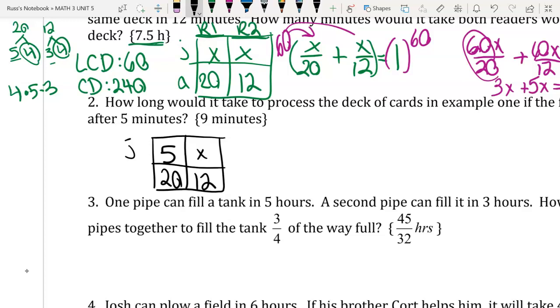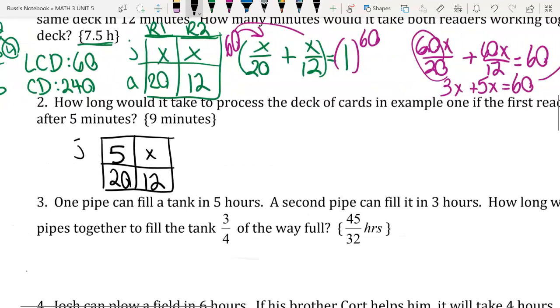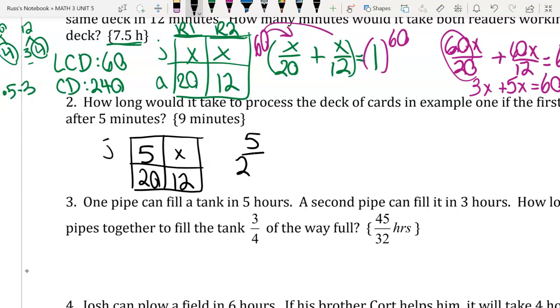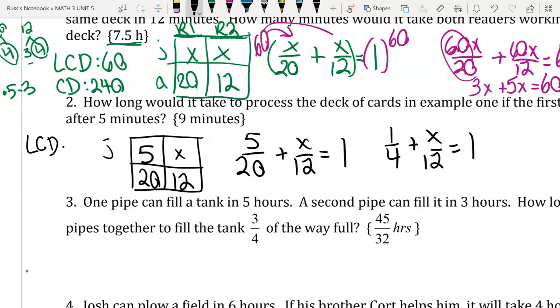So how long would it take? Okay? So we've got 5 over 20 plus x over 12 equals 1. Well, 5 over 20 can actually reduce, and that'll make your life a little bit easier. That's 1/4. And my common denominator of 4 and 12, in case you would like my least common denominator, if you want my little trick again, 12 is 4 and 3, so they have 4 in common. So 4 times 3, so 12, would be my least common denominator.